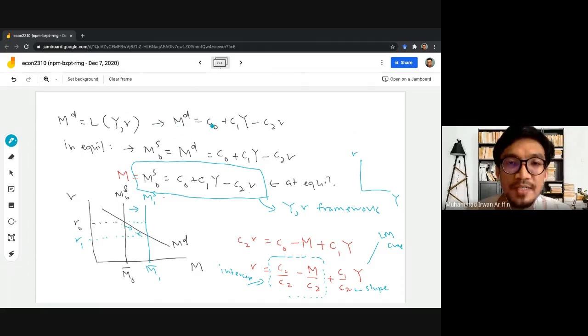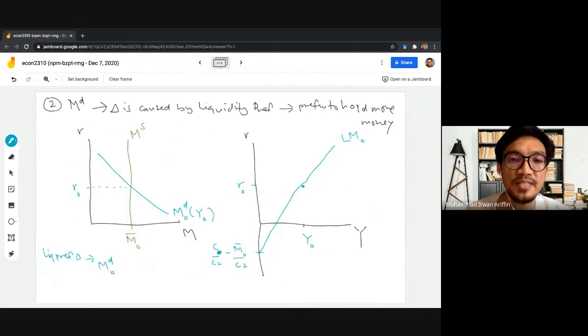So liquidity preference would be captured by C0, this term, C0. Let me just start that with C0 prime. So now our money demand equation, MD0, equals C0 prime plus C1 Y minus C2 R. So this is Y0 and R0 now have changed.